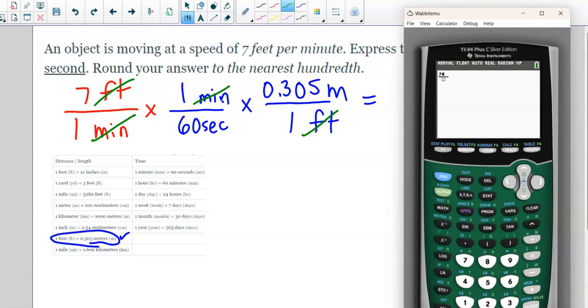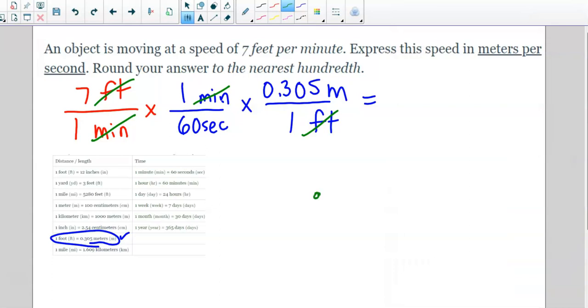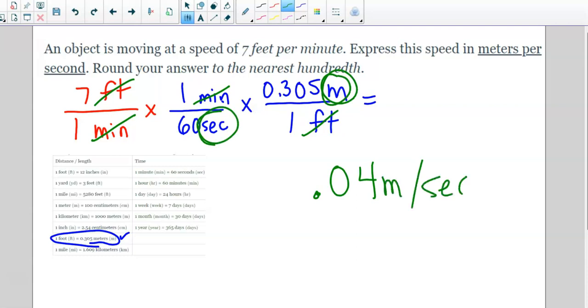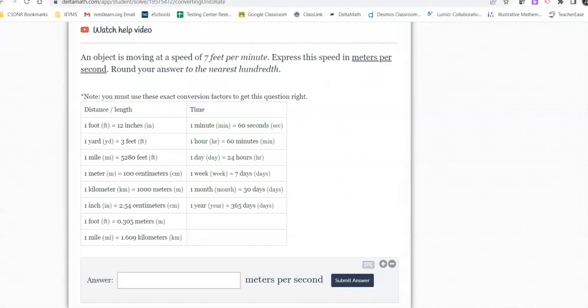I'm going to leave off the timesing by 1 because I can. 7 times 0.305, and then 60 times 1, so it's just 60 in the denominator. And they want us to round to the nearest hundredths, so that's 0.035. It's going to be 0.04. So it's 0.04, and don't forget, we have meters per second. So we're going to write 0.04 meters per second, and they already wrote it for us here, so we don't need to.